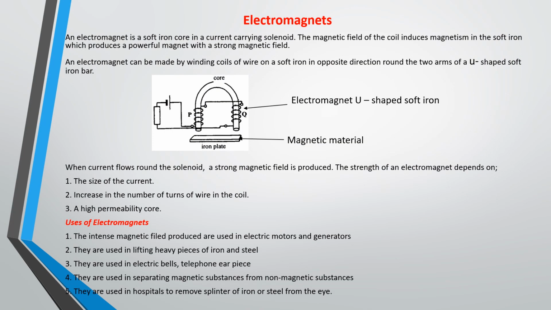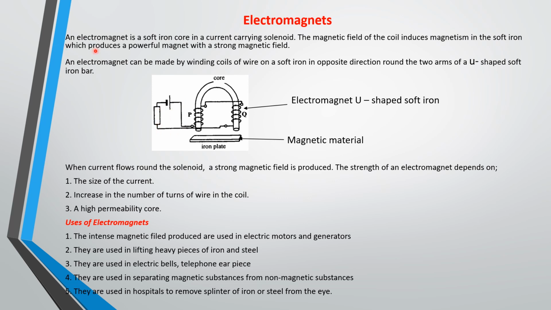Alright, so as I said, we are looking at electromagnets. What are electromagnets? This picture depicts a typical electromagnet. If you look at it, it is made up of a U-shaped iron core, then you have wires around it. Then it is connected to a battery and then to a rheostat.